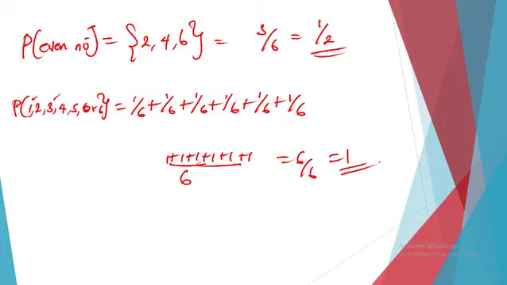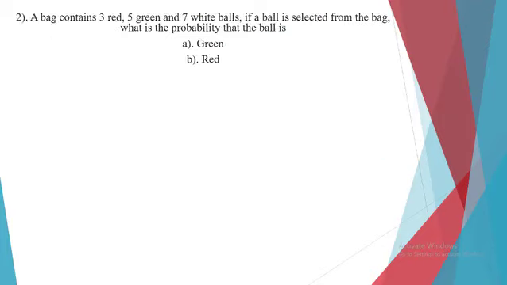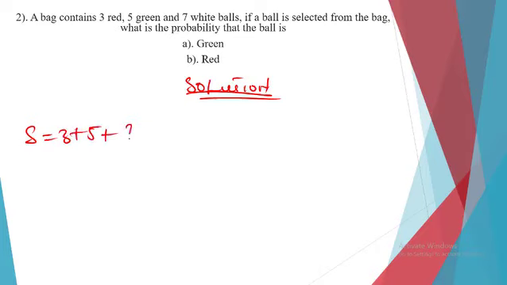As simple as that. Example number 2. It said a bag contains 3 red, 5 green, and 7 white balls. If a ball is selected from the bag, what is the probability that the ball is A, green, B, red? Okay, solution. Our sample space is equal to 3 plus 5 plus 7. So our N of X is equal to 3 plus 5 is 8, plus 7, we have 15, right?